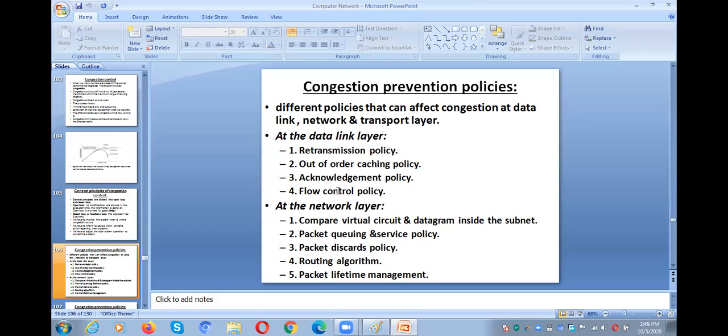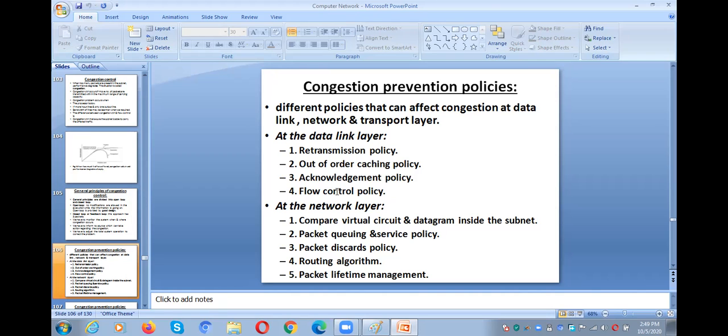Flow control means fast sender, slow receiver. Whenever the receiver is unable to receive the information, the sender has to slow down based upon the receiver. The sender should not continuously send messages. The sender has to wait until the packet or frame is received by the receiver. If the receiver is not able to receive the information, then immediately the sender has to slow down the transmission rate.